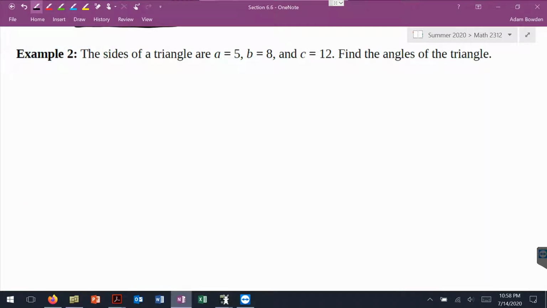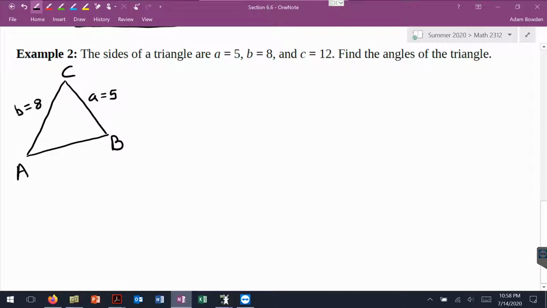Now for example 2, it says the sides of the triangle are 5, 8, and 12, for A, B, and C. Find the angles in the triangle. Okay, so let's lay out what we have here. We have angles A, B, and C unknown, but we know side A is equal to 5, side B is equal to 8, and side C is equal to 12.